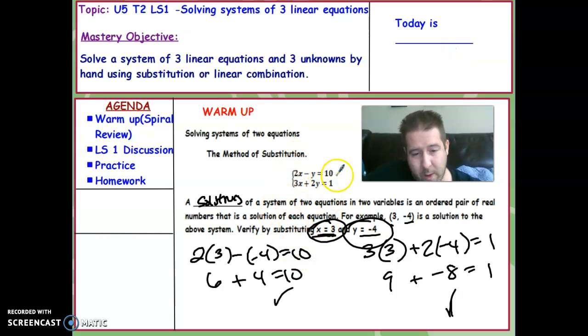If you were just given one equation, there could be an infinite amount of answers. It's going to be a linear graph, and anything on that linear line is an answer, that x and that y. But when you have two equations, then it's going to limit your answers. In this case, there's only one answer, this x and this y.